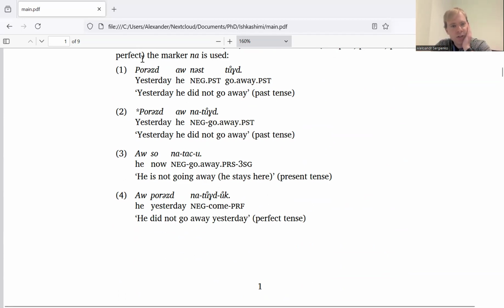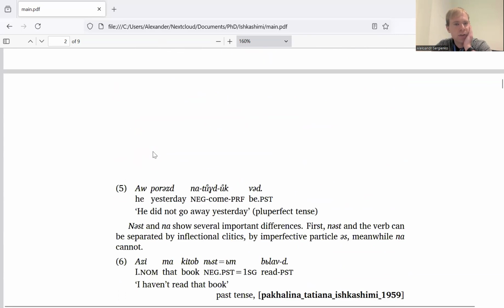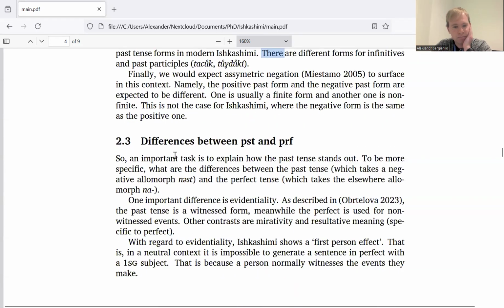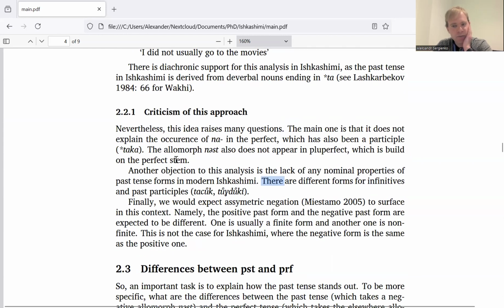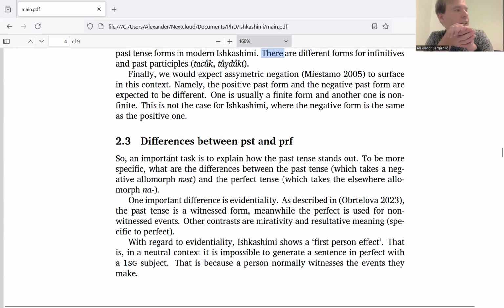So there is no asymmetrical negation here. The negation is perfectly symmetrical. And it is a very valid criticism, as I think. The negative past tense form is the same as the positive one. So an important task is to explain how the past tense stands out. What is so special about the past tense? To be more specific, what are the differences between the past tense and the perfect tense, right? Because for me, at least for me, these are really, really close on some kind of conceptual scale.